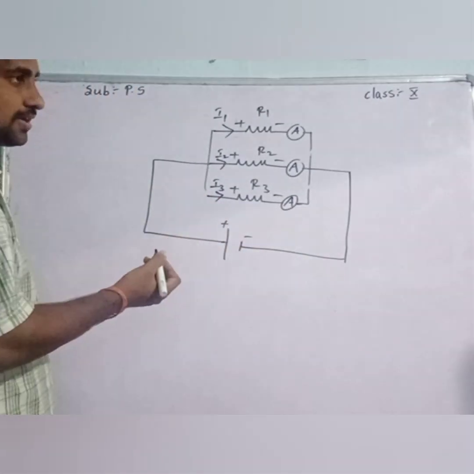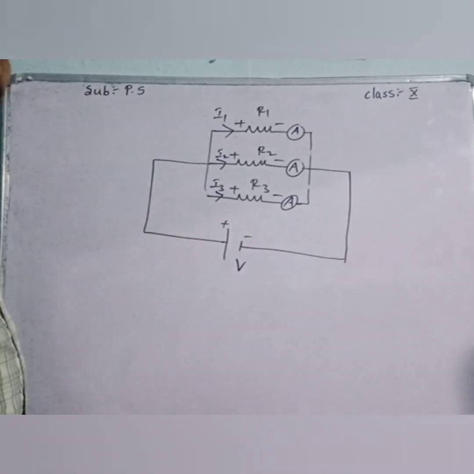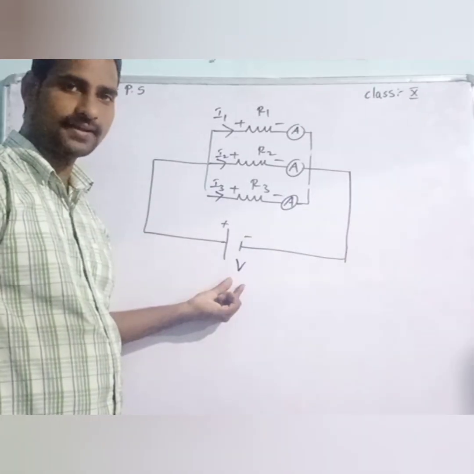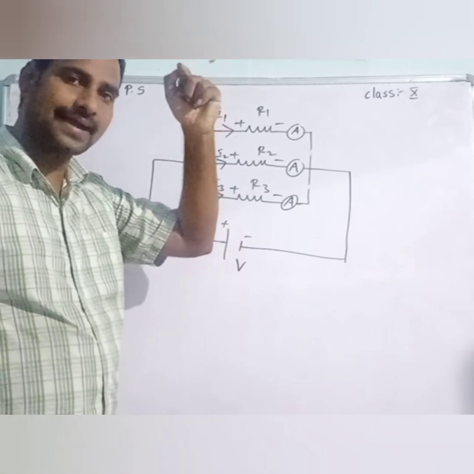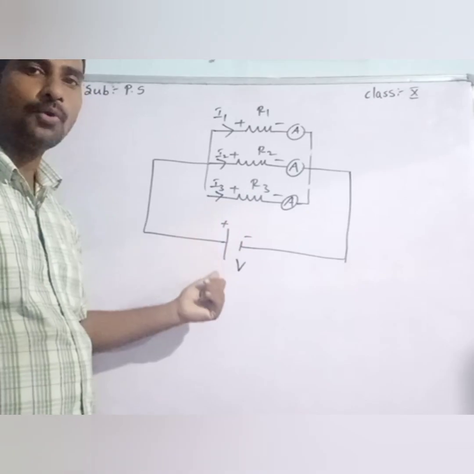Now, in parallel combination, the voltage of the battery is constant. Clear? So in series combination, current is constant, but in parallel combination, the voltage of the battery is constant.